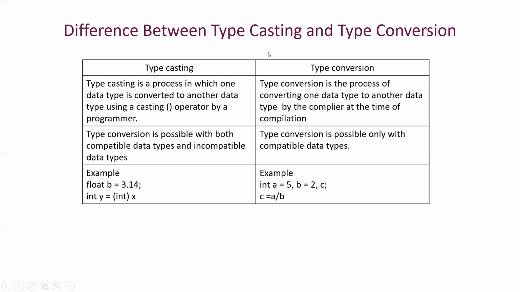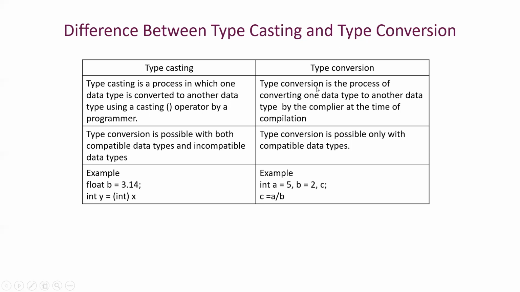So let us see the difference between typecasting and type conversion. Typecasting is a process in which one data type is converted to another data type using a casting operator by the programmer. So here the programmer explicitly converts one data type into another using the casting operator. Casting operator means we write the data type within the bracket.